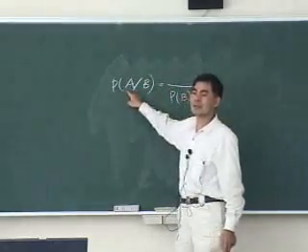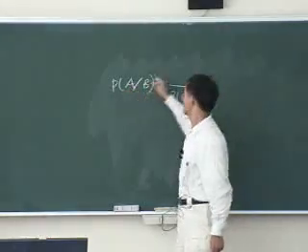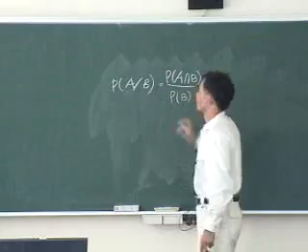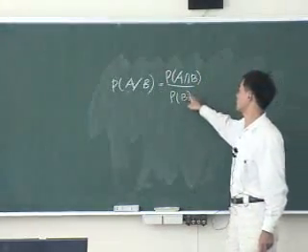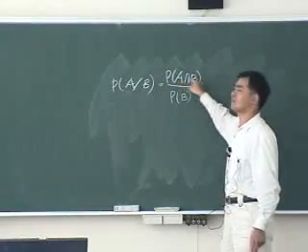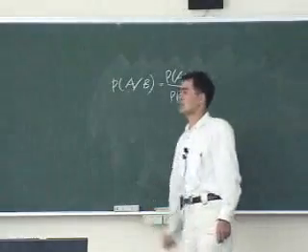So what does that mean? When B occurs, A also has to occur. So it is A and B. Okay? So given B already happened, what's the probability that A will happen? So that means A and B have to happen together. Okay? So basically this is the formula.